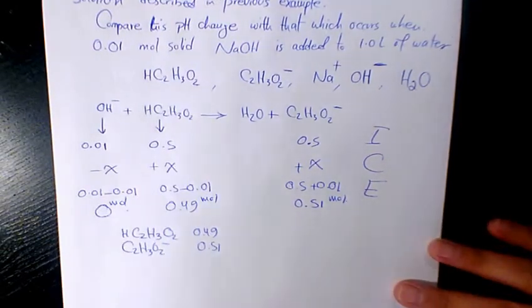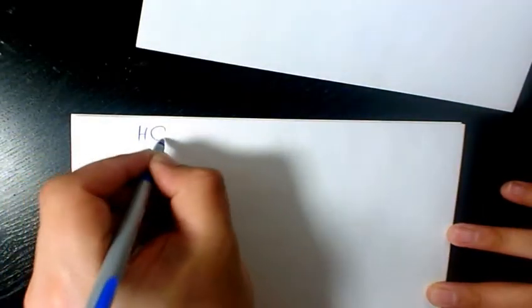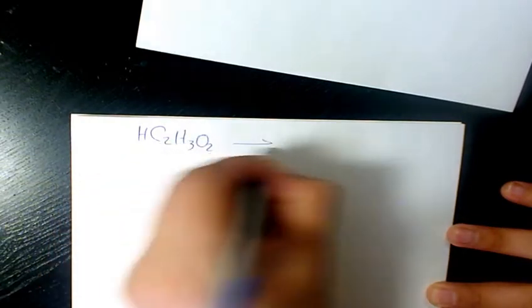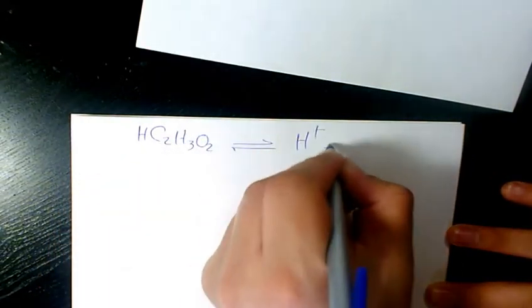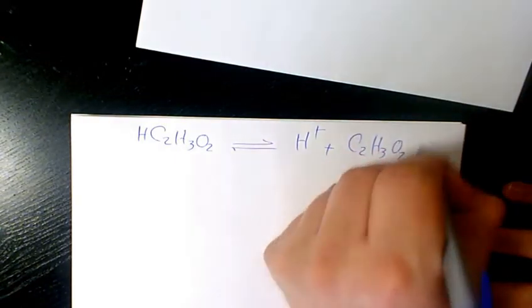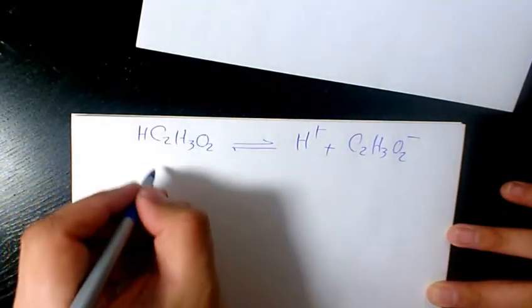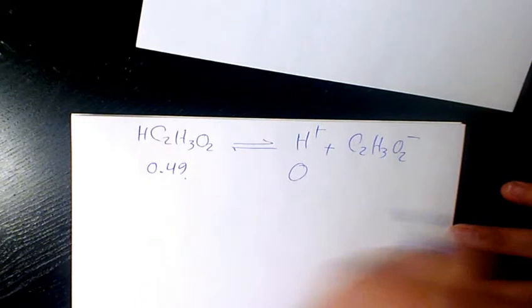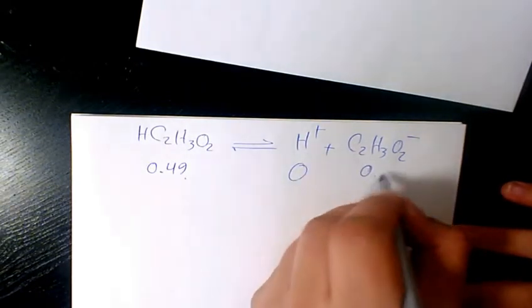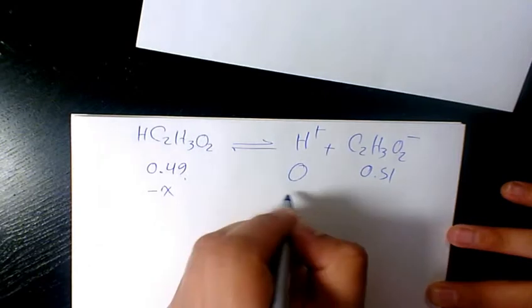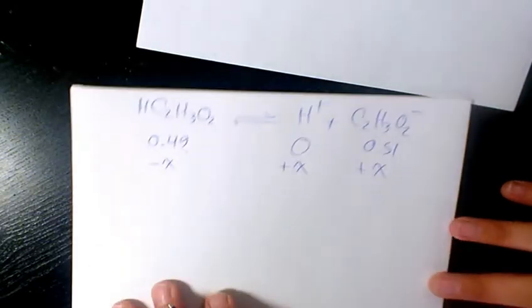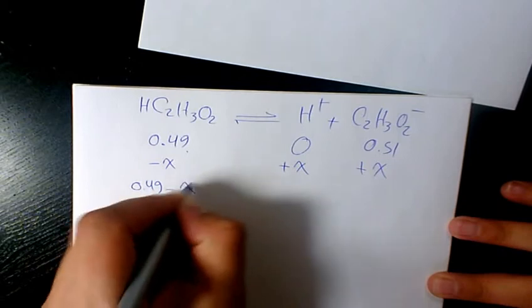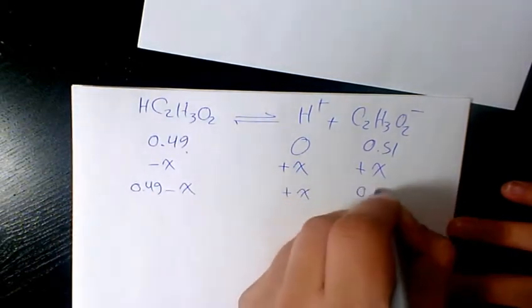Now, since we added this sodium hydroxide, the equilibrium changes. So we're going to have acetic acid, proton plus acetate. The concentration here is 0.49, 0 or approximately 10 to the power of negative 7, and here you have 0.51. Negative x, plus x, plus x. So we have 0.49 minus x, 0 plus x, and 0.51 plus x.